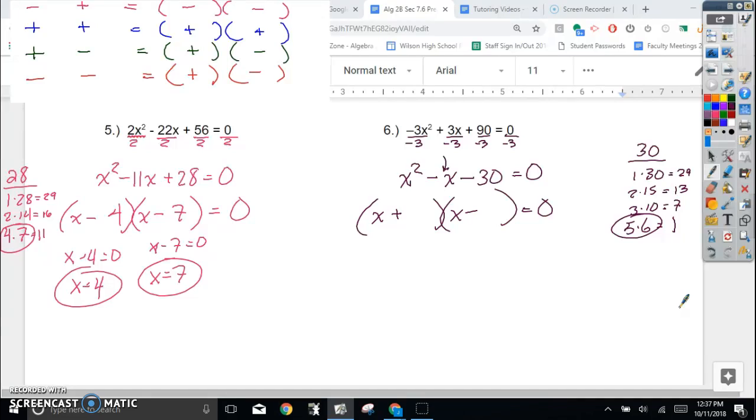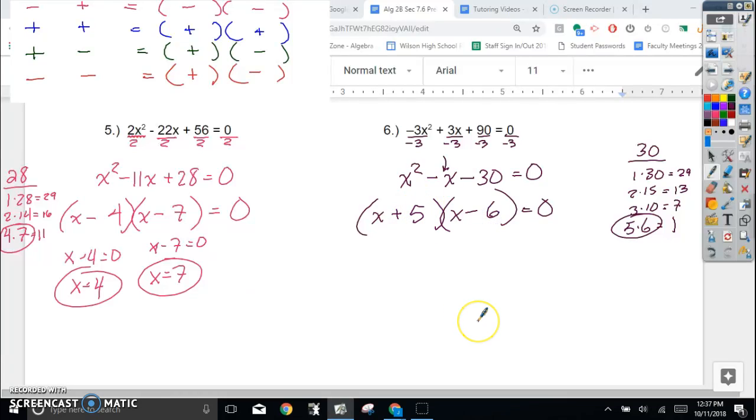Now you need to be careful. You can't just put 5 and 6 in right away, because when your signs are different, it's a little more thinking you have to go with. So 6 is bigger than 5. 6 needs to go with this sign. The larger number, when the signs are different, has to go with this sign here. So 6 goes with the minus.